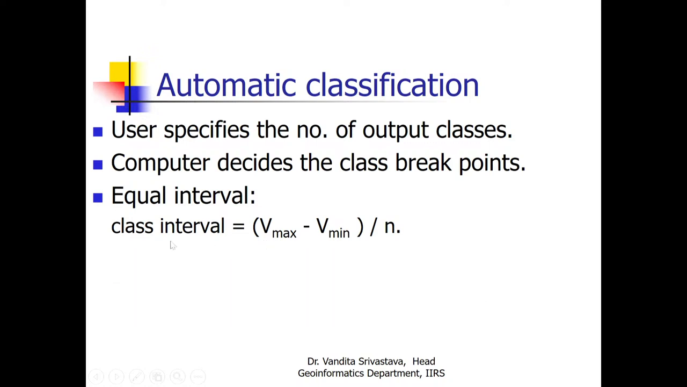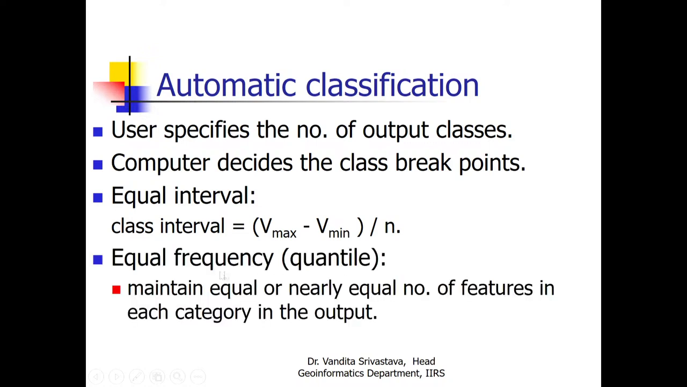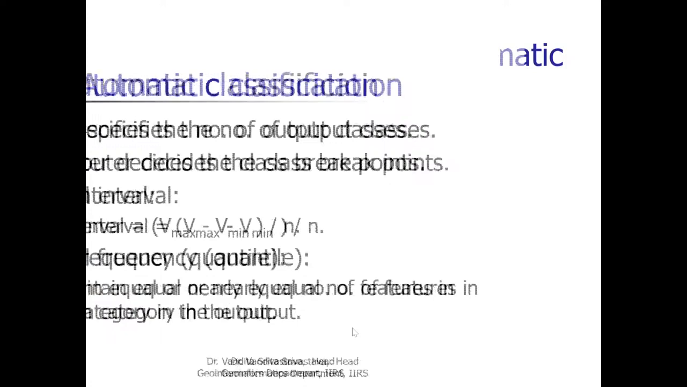In case of equal interval, the class interval is calculated like this: the maximum value minus the minimum value divided by the number of classes. And equal frequency classification, that is also called quantile classification, the purpose here is to maintain the equal number of data points in each output class. So it maintains equal or nearly equal, because sometimes maintaining equal number of features may not be possible. So nearly equal is used. So equal or nearly equal number of features in each category in the output.